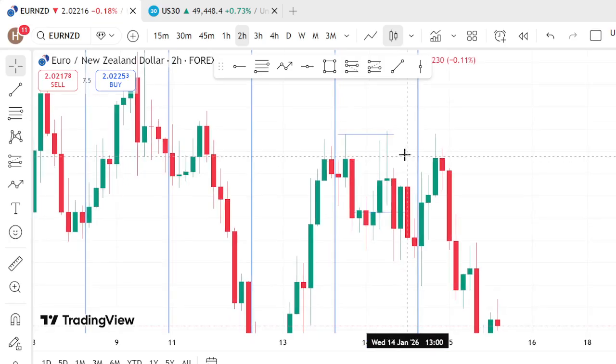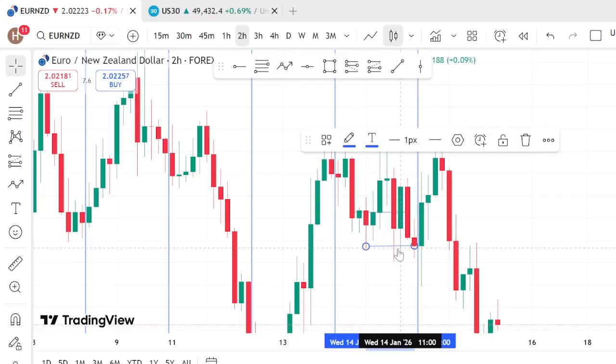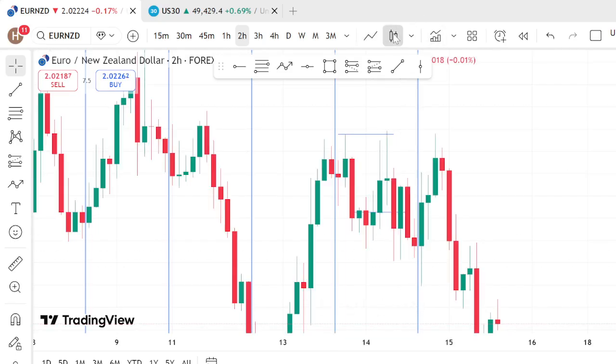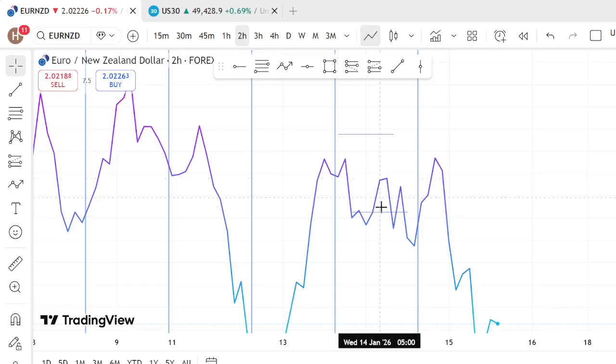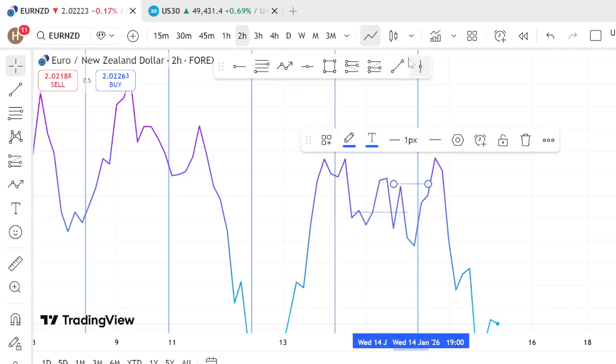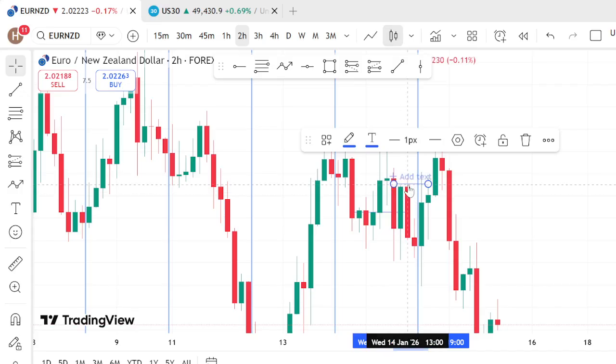We had a sweep and a break of structure at this point. Line chart shows you a break of structure. We had a break of structure there. Now, where is the liquidity from your line chart? This is the liquidity, this one. So what do we expect price to do? Just put it at the high. We expect price to sweep that liquidity.